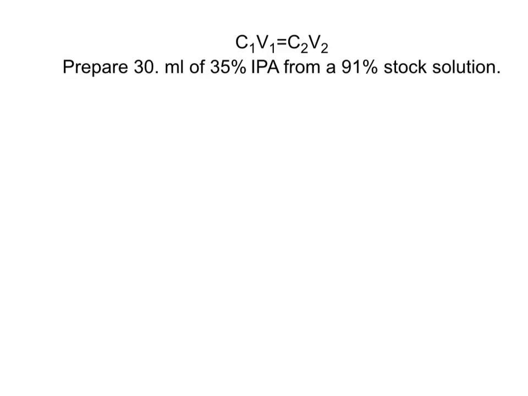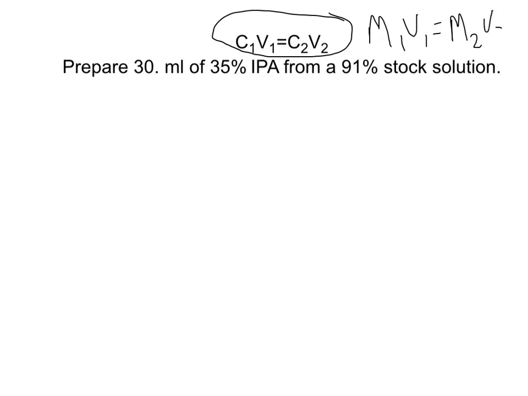This is an example of a dilution problem. Dilution problems use some sort of version of this, C1V1 equals C2V2. You might also see it as M1V1 equals M2V2 if you have molar solutions. But this works really with any solution that has a percentage or concentration or anything else that you might find useful to use for it.